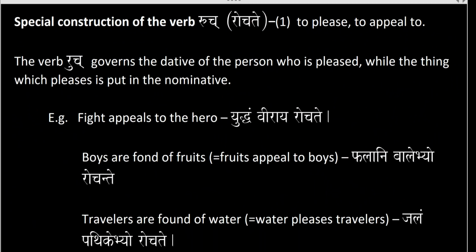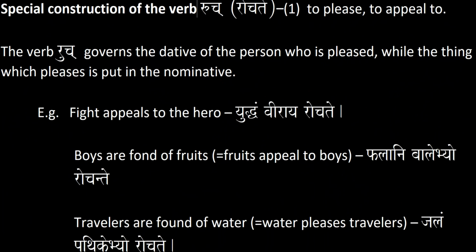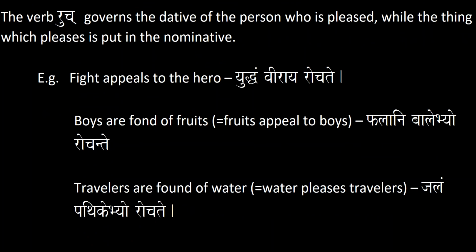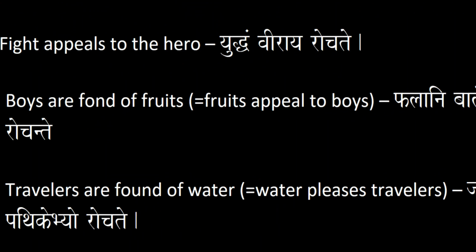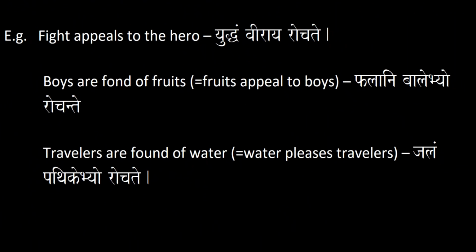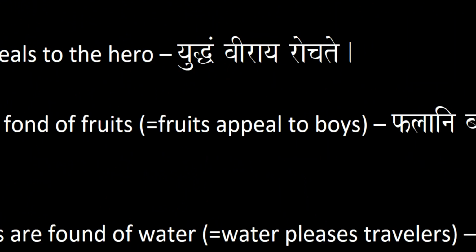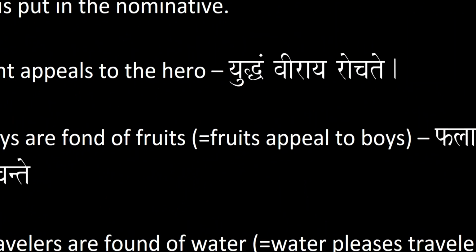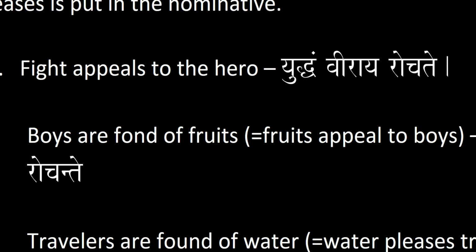Now, what is special about this verb is that the verb ruch governs the dative case of the person who is pleased, while the thing which is doing the pleasing, that is put in the nominative case. So we have three examples for you. Fight appeals to the hero is our first example, and that translation is yodham viraya rochate.